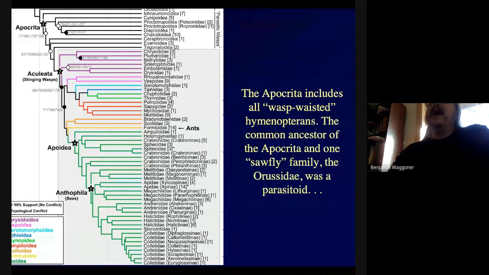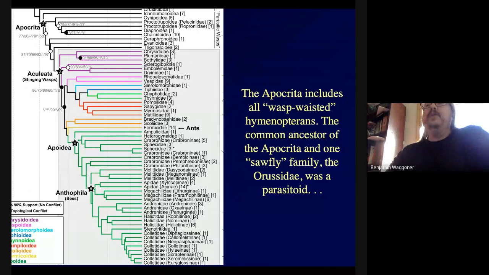And the common ancestor of all apocritans was a parasitoid. So was the common ancestor of the apocritans and the most closely related sawfly family to it, the Orussidae, which is up at the very top and probably cut off. But yeah, all of those families that you see up at the top there, they're all parasitoids of one stripe or another.